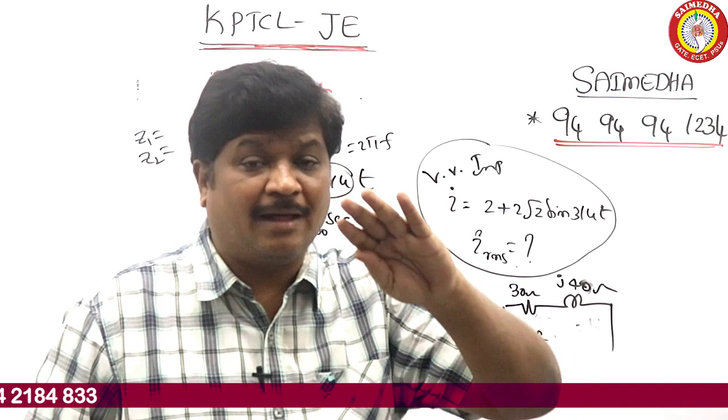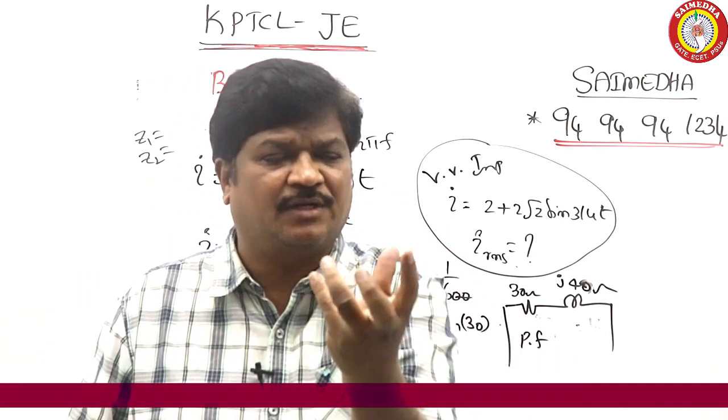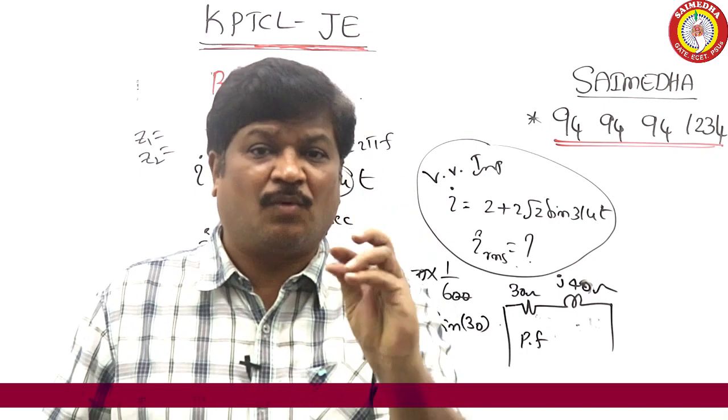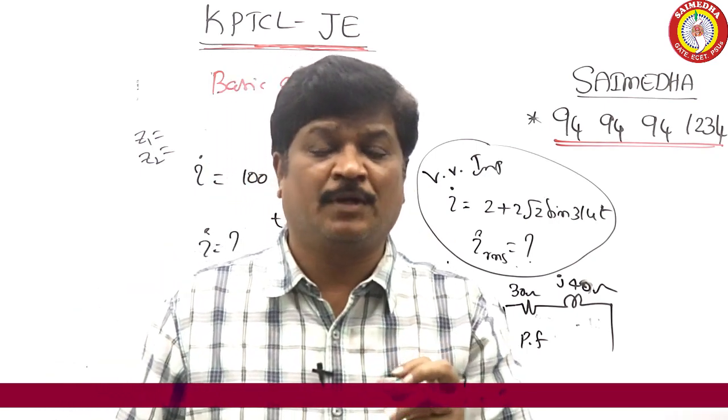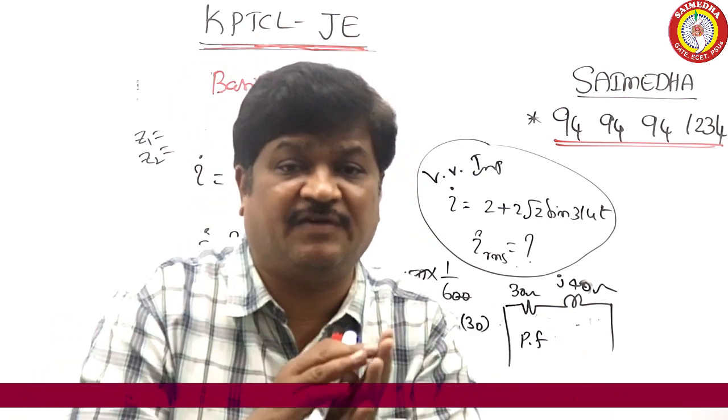And coming to the resonance, what are the conditions? What is the current at resonance? What is the resonance frequency formula? What is the quality factor formula? What is the relation between bandwidth and quality factor?